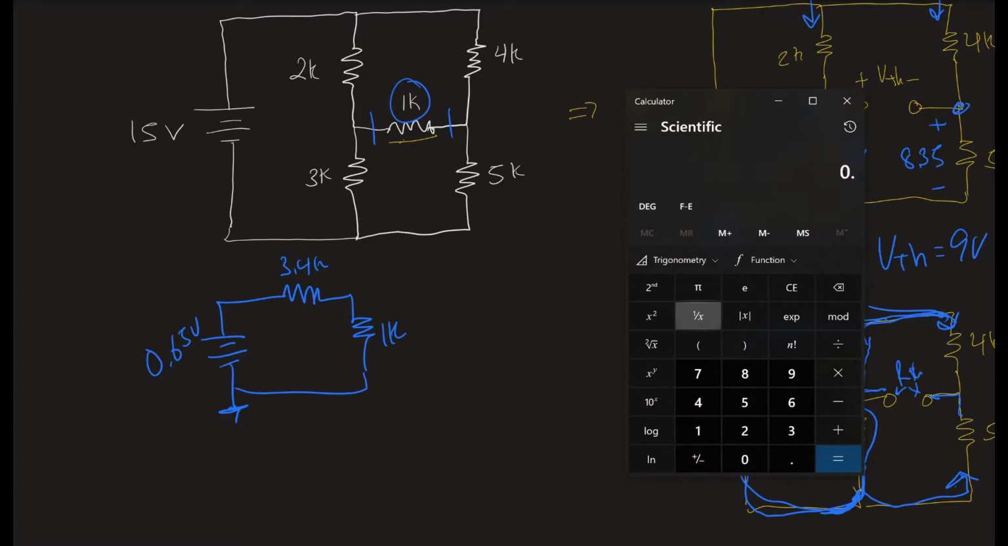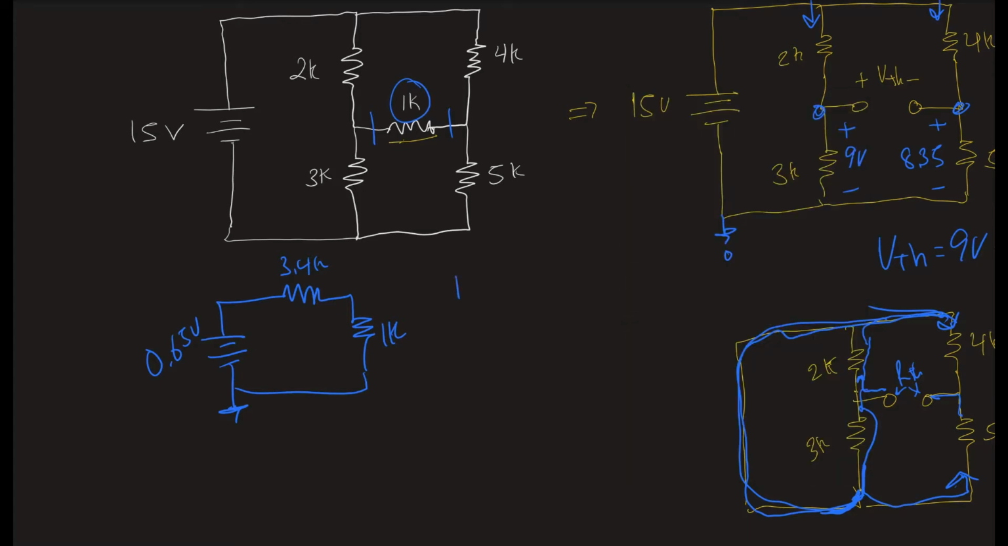So we have 0.65 volts divided by, now remember, we've got 3.4k plus the 1k, so that's 4.4e to the 3. And we get 1.477e to the negative 4.